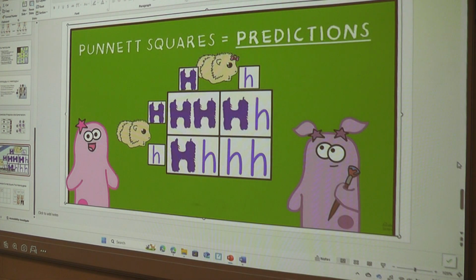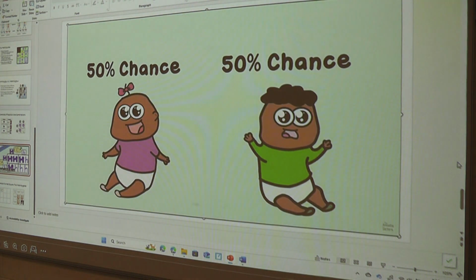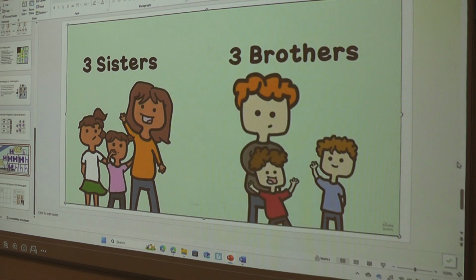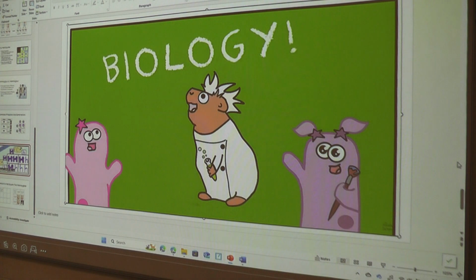One thing to emphasize about Punnett squares is that they are predictions. These are probabilities. This means it's not necessarily exactly what you're going to get. For example, it's a probability that a child has a 50-50 chance of being born a boy or a girl. But we all know families that only have children that are girls, or families that only have children that are boys. Probabilities are predictions. Another reason to love biology, it's exciting.